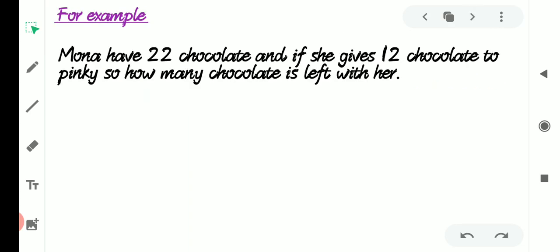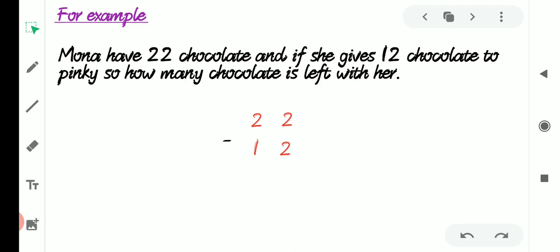So now we will see one example. I have taken this example to explain what subtraction is. Suppose Mona has 22 chocolates, and if she gives 12 chocolates to Pinky, her friend, how many chocolates are left with her? So from 22, 12 will be subtracted.